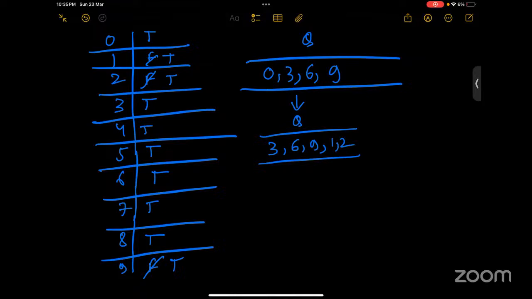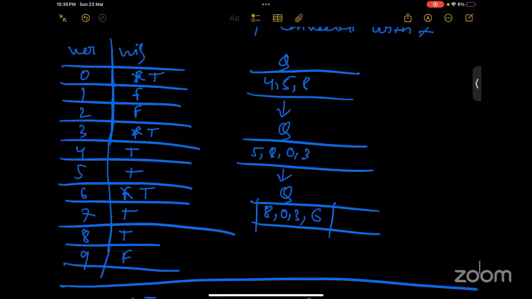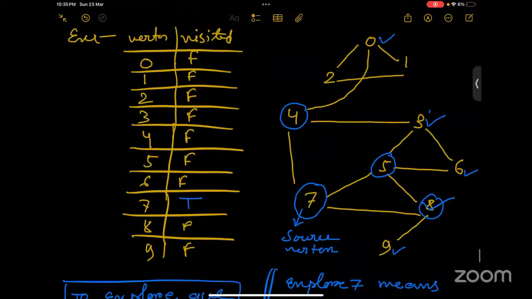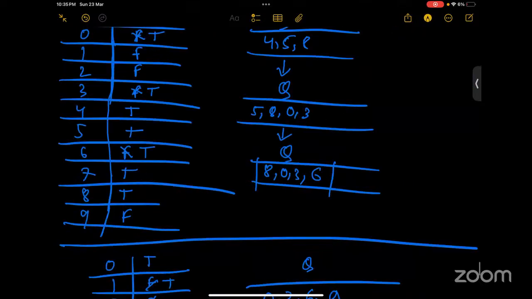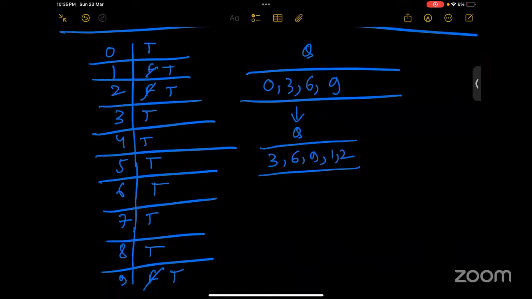Now here all the vertices are visited, but we have to explore 3, 6, 9, 1, and 2, right? So we will explore them. If I go to 3, is there any new vertex here to explore? No, 4 is done, 5 done, 6 done, right? So here it is true, which means it is also finished. So 3 will be gone.